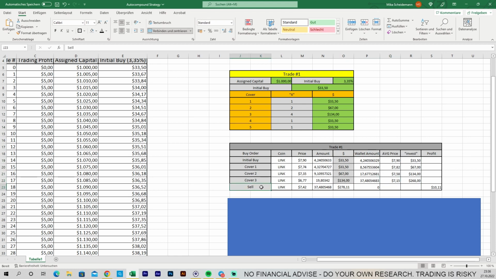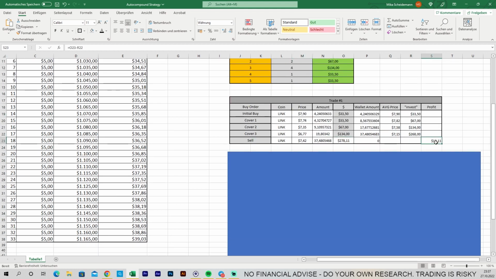So now we have our sell. We sell at $7.42. This is like 48 cents lower than our initial buy, and we sell all of it. We close the whole trade and we get $278.11 for it. That is a profit of $10.11. $10.11 is over 1% of our assigned balance. So we made 1% total profit, even though we only bought with 26.8% of our balance. And the coin dropped 48 cents, which is 6% of the price.